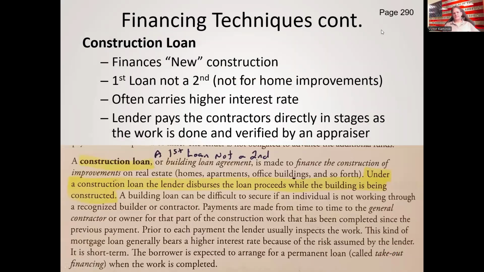Construction loan finances new construction. So it's a first loan and not a second. We're not talking about a home improvement loan. We're talking about a loan to build a house. That would be a first loan. They often carry higher interest rates, and the lender pays contractors directly in stages as the work gets completed. They don't just give you a bunch of cash and hope that you build a house and have no security for it. So in phases, they call it stages or phases.